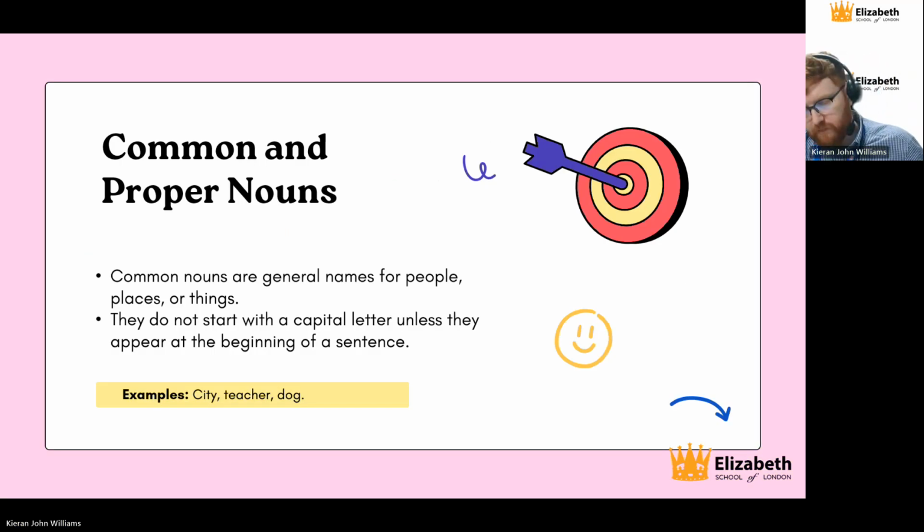So if we look at the difference then, a common noun is the general name for something, whereas a proper noun is the specific name of something. So if it is a common noun, it just has a normal lowercase letter, whereas a proper noun, a specific name, has a capital letter at the start of the word.